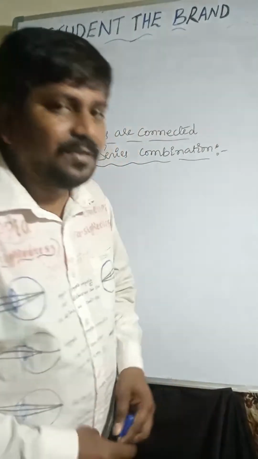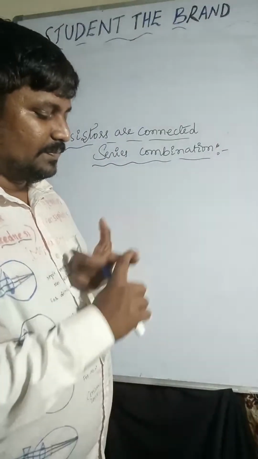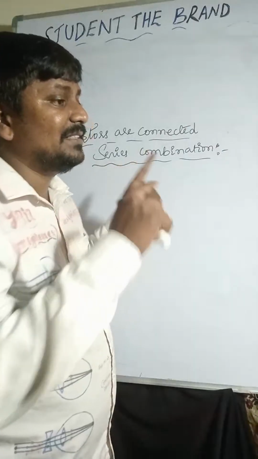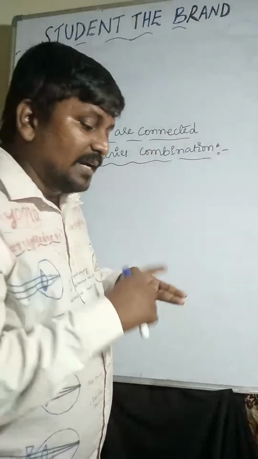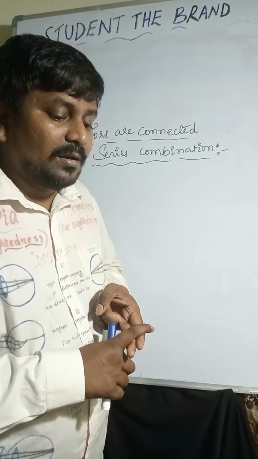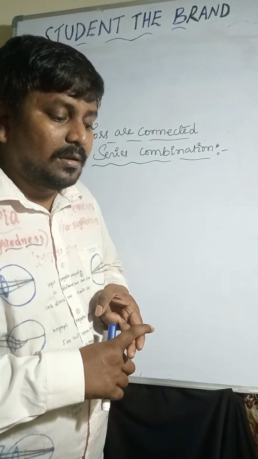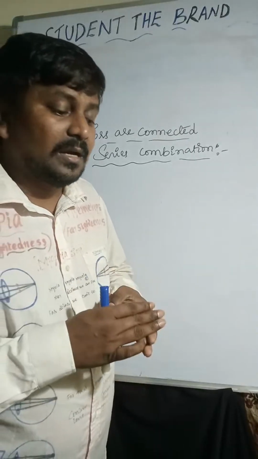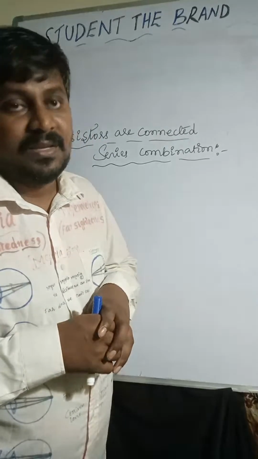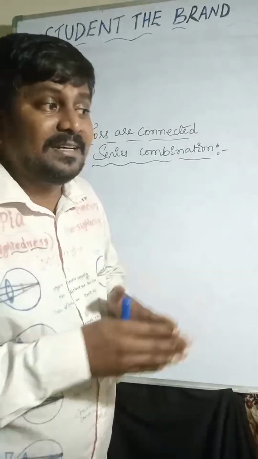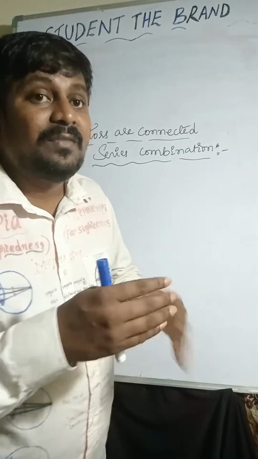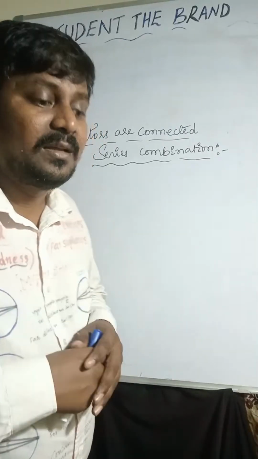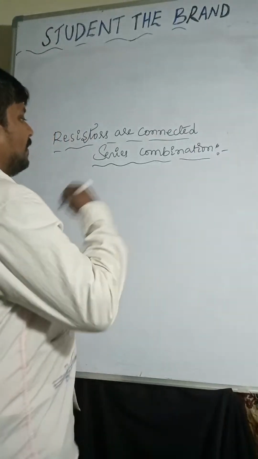I'll raise three questions. Point number one: how can we check whether resistors are connected in series or parallel? Second, how to identify the total resistance. And third, if n number of resistors are connected in series combination, what is the formula?